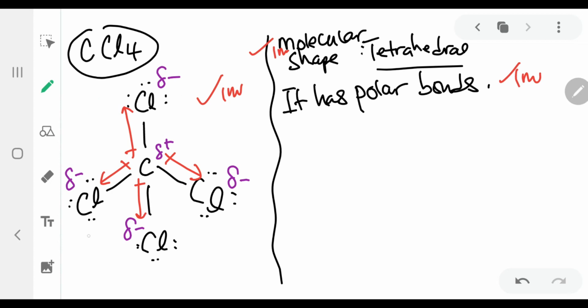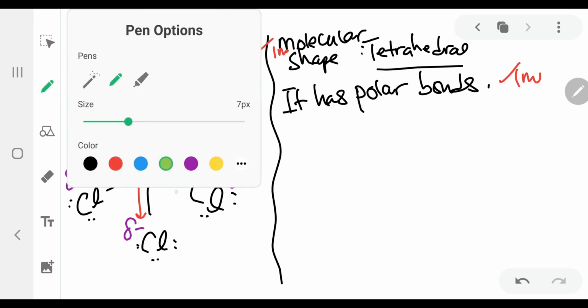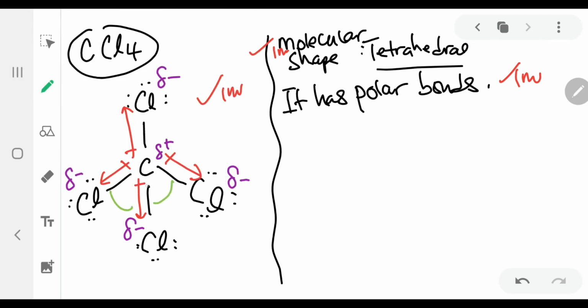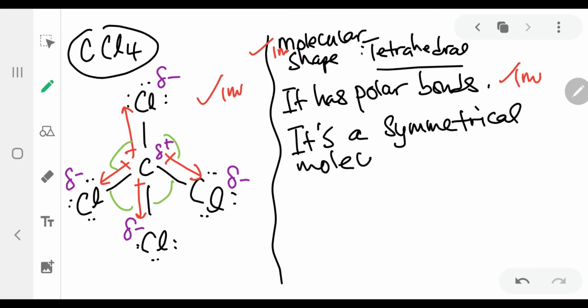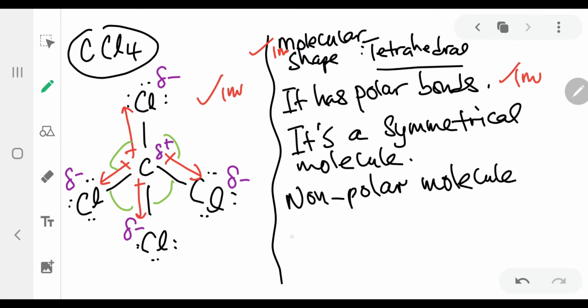But when you look at the structure as a whole, is it symmetrical? Yes, it is symmetrical, because all of the angles over here, if you still remember, will be the same. So this is a symmetrical molecule. Therefore, it will be a non-polar molecule, and the dipole moment is equal to 0.